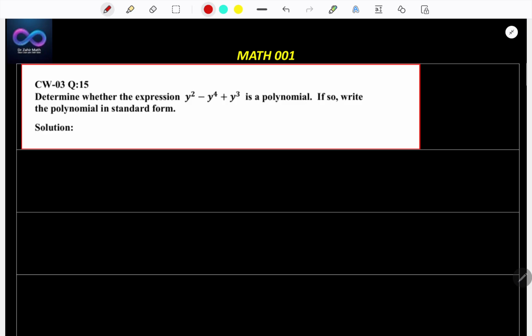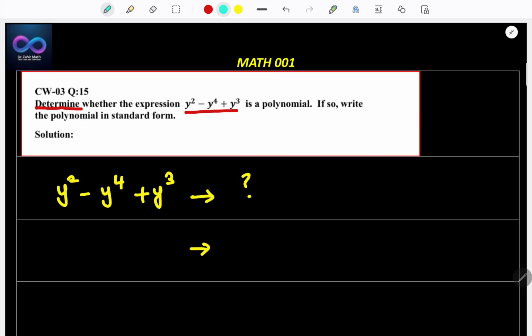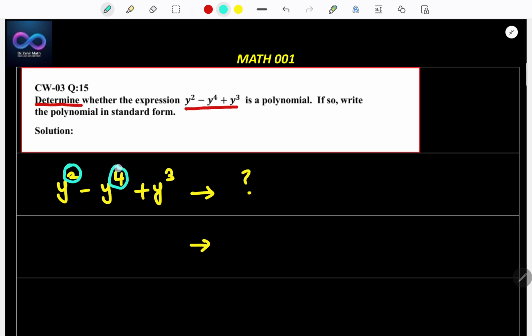What is the next question? Determine whether the expression is a polynomial or not. So what is the question? y square minus y power 4 plus y power 3. Is it a polynomial? To check if it's a polynomial, you need to check the power. The power is 2. Is it a whole number? Yes. 4. Is it a whole number? Yes. 3. Is it a whole number? Yes. So you are going to write the answer: yes, it is a polynomial.